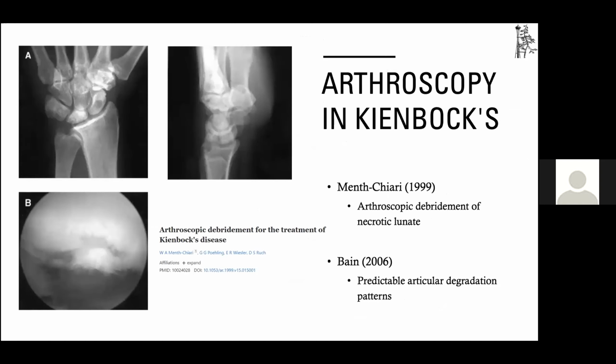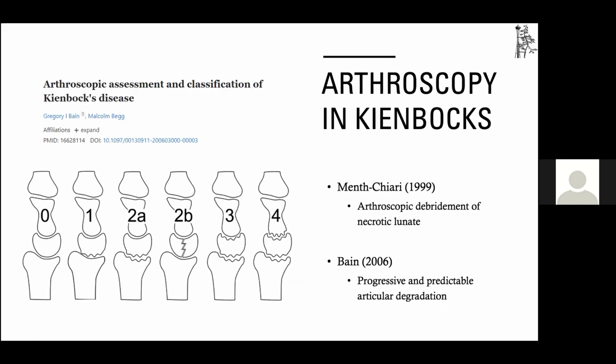And lastly, I'd like to mention the role of arthroscopy in Kienbock disease. This was first described by Menth-Chiari in 1999 when he described arthroscopic debridement of a necrotic lunate and found that there was actually significantly more pathology than was appreciable on imaging. This led Bain in 2006 to create a new system for staging that was based on predictable articular degradation patterns. He found that reliably the proximal lunate first broke down, followed by the lunate facet of the distal radius. At this point, there may or may not be a fracture, which he termed as 2B of the staging system, and then the distal aspect of the lunate and ultimately the proximal capitate.